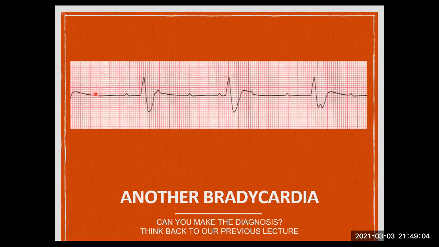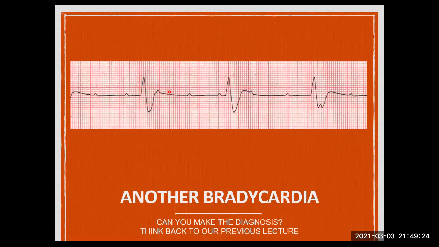Let's look at our P waves. So we have P waves. They're normal P waves. They're quite regular P waves. You can see there's one that's hidden in the QRS complex and then it comes out again there. Can we talk about a PR interval? Not really, because the PR interval is all over the place. It's not regular at all.